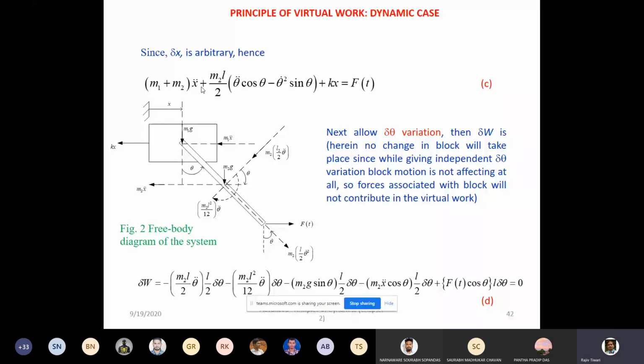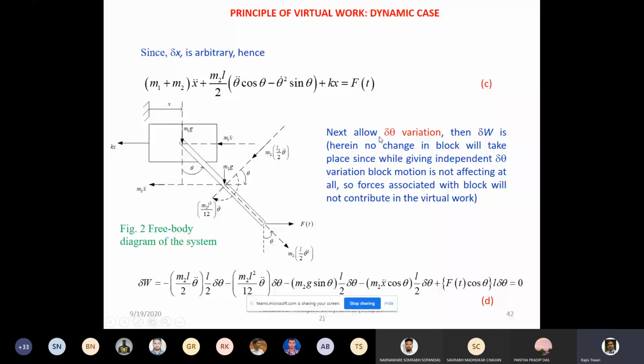This equation is in fact nonlinear in nature, because you can see sine theta, cos theta are there. They are nonlinear functions. Even the square of the theta dot is there. We'll simplify this equation subsequently, but let us see the second equation, because this is a 2 degree of freedom system. So we must have two differential equations, and the second differential equation will come when we give the delta theta variation in the free body diagram.